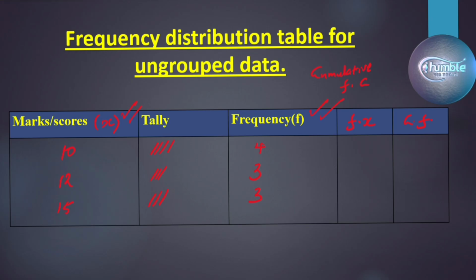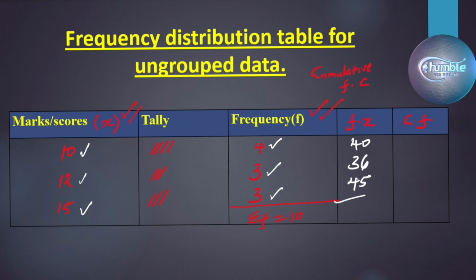Now we are going to add the total of the frequency column. 4 plus 3 is 7, plus 3 is 10, so summation of f is 10. And then let us find the fx. Our x is 10 and f is 4, so 4 times 10 is 40. The next, x is 12 and f is 3, so 3 times 12 is 36. And then the last one, 15 times 3, gives you 45.